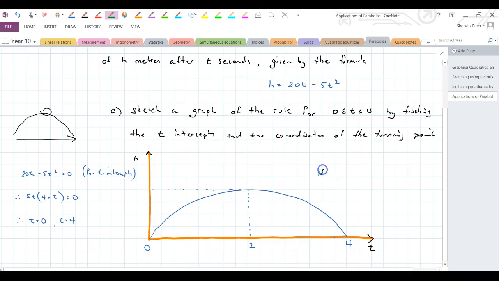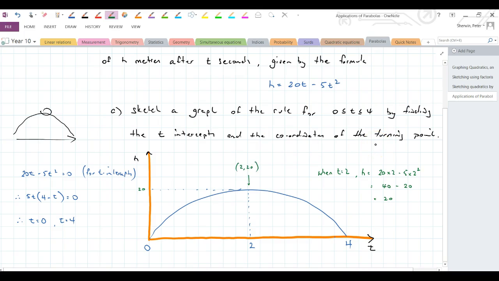So when t equals 2, we get h equals 20 times 2 minus 5 times 2 squared. So 20 times 2 is 40, minus 5 times 4. 5 times 4 is 20, isn't it? So when t is 2, h is 20. I'd say that's a 20 there. My turning point, therefore, is at (2, 20). Okay, that's the coordinates of the turning point.